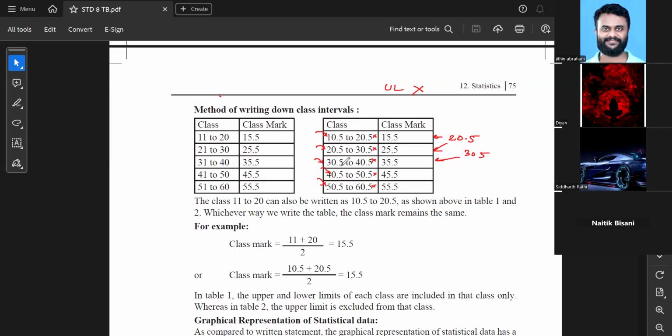Sir, so in that case, what if we get the value as 60.5 then? Then you will have to create one more class, 60.5 to 70.5, and you will put it in that class. Okay, sir, got it. ठीक है.